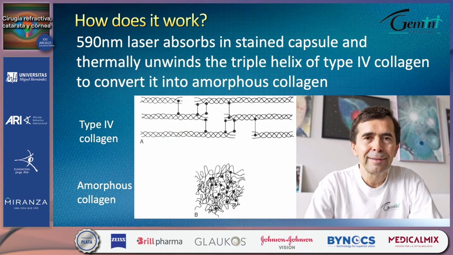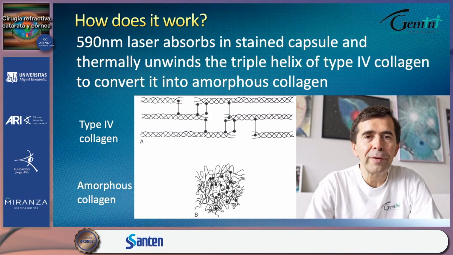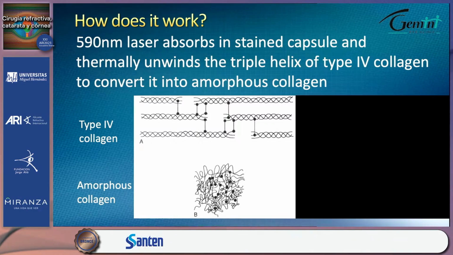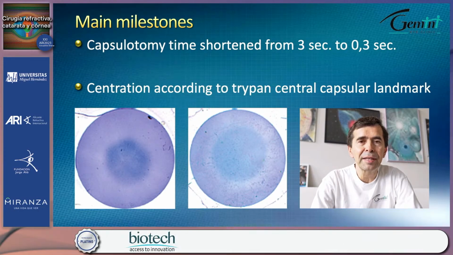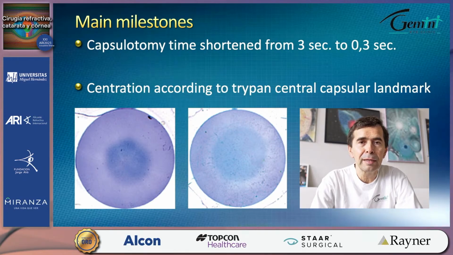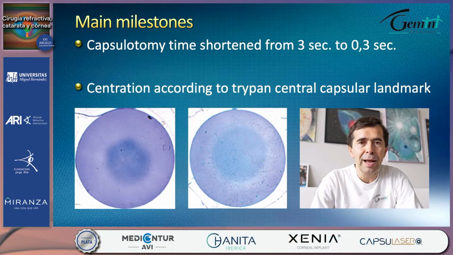How does it work? A 590 nanometer laser absorbs in stained capsula, cuts it, while thermally unwinding type 4 collagen and converting it into amorphous collagen. We have achieved several milestones during this development, and the main milestone is significantly shortened capsulotomy time from 3 seconds at the beginning to 0.3 nowadays, so it's really a fast capsulotomy. And we center the capsulotomy according to this trypan landmark on the anterior capsule.